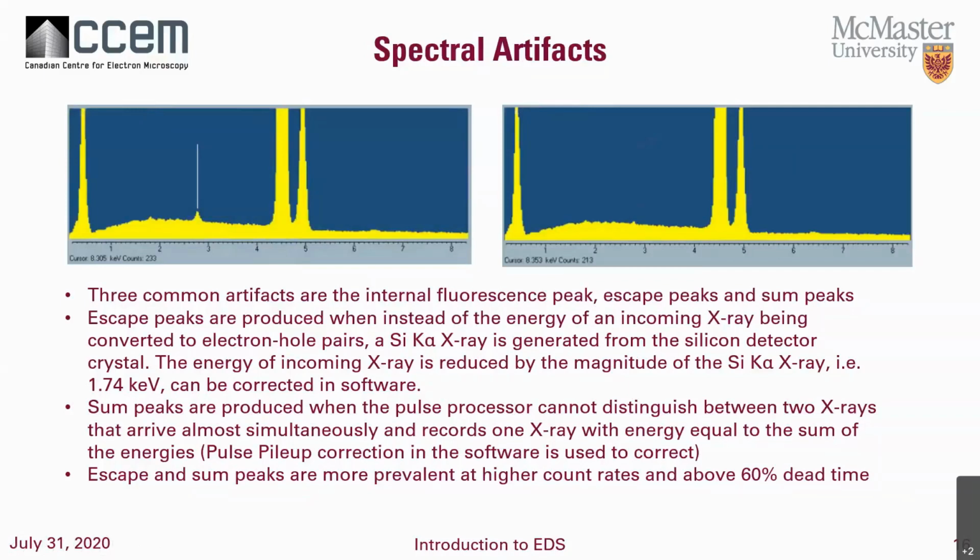Higher count rates, so sometimes you see this on the TEM, or if you have the dead time above 60, you will get more prevalence of the escape in some peaks. And sometimes it will have problems at correcting for those. I have seen where it does do overcorrection. So something to look out for.